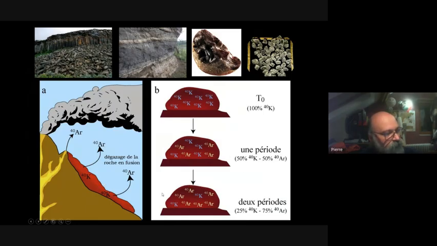So when you melt rocks, what occurs in a volcano, all the pre-existing argon is released, because as it is a gas, if the rocks become liquid, the argon is totally released during this first phase.